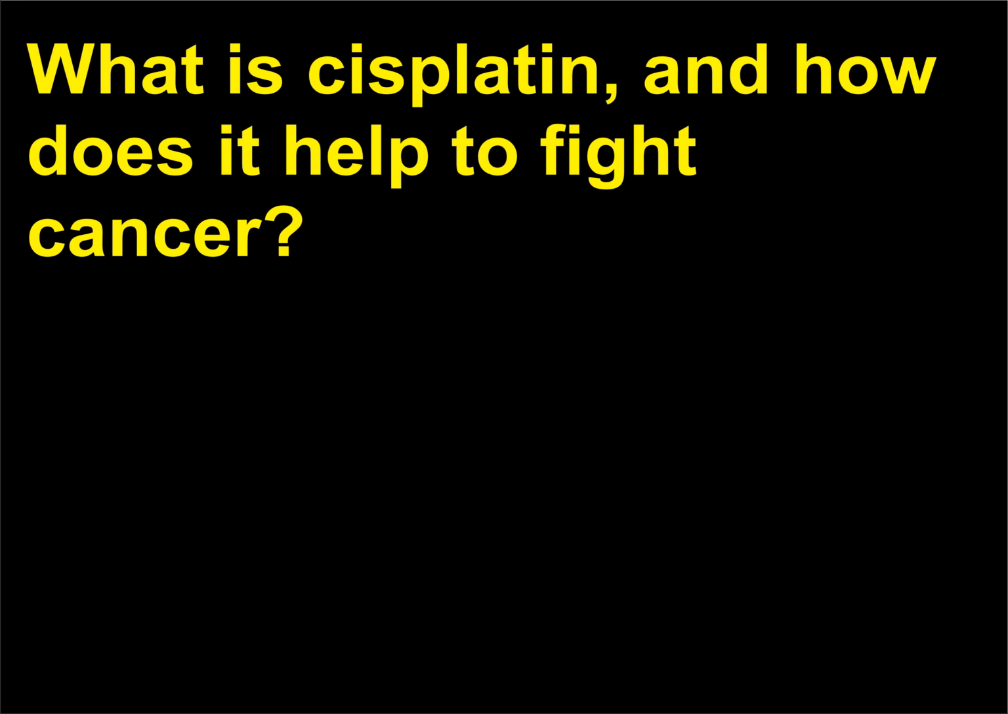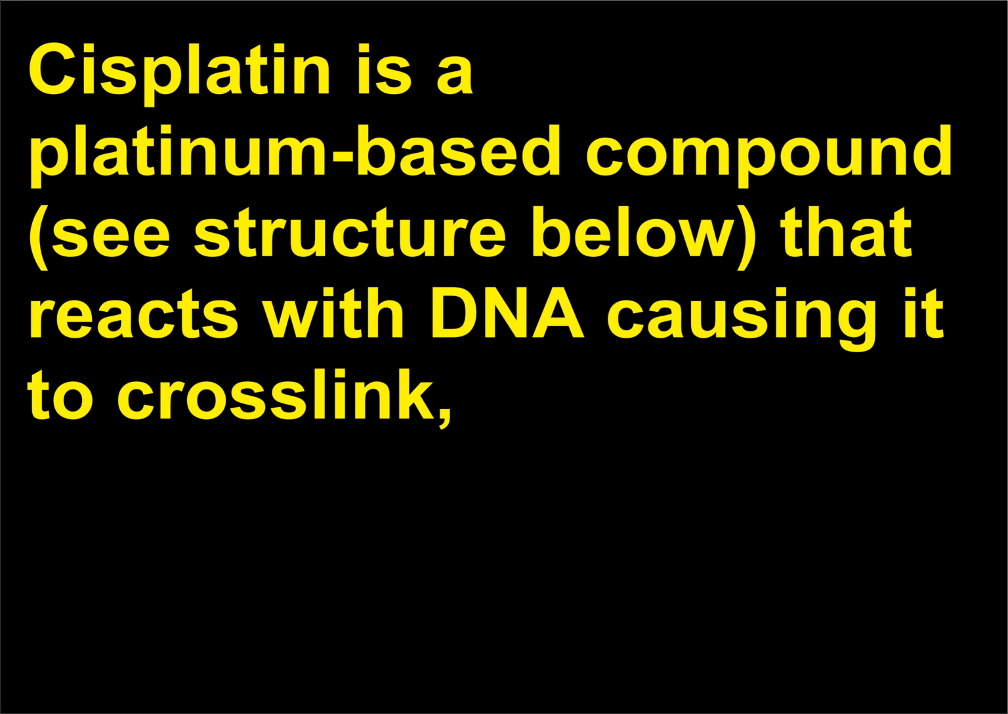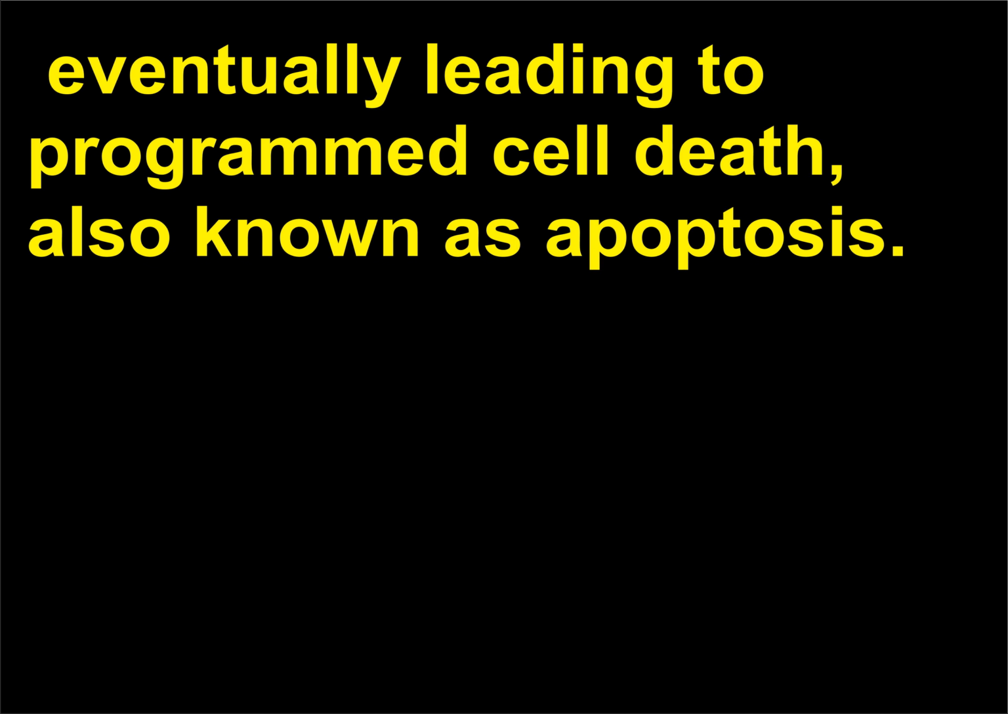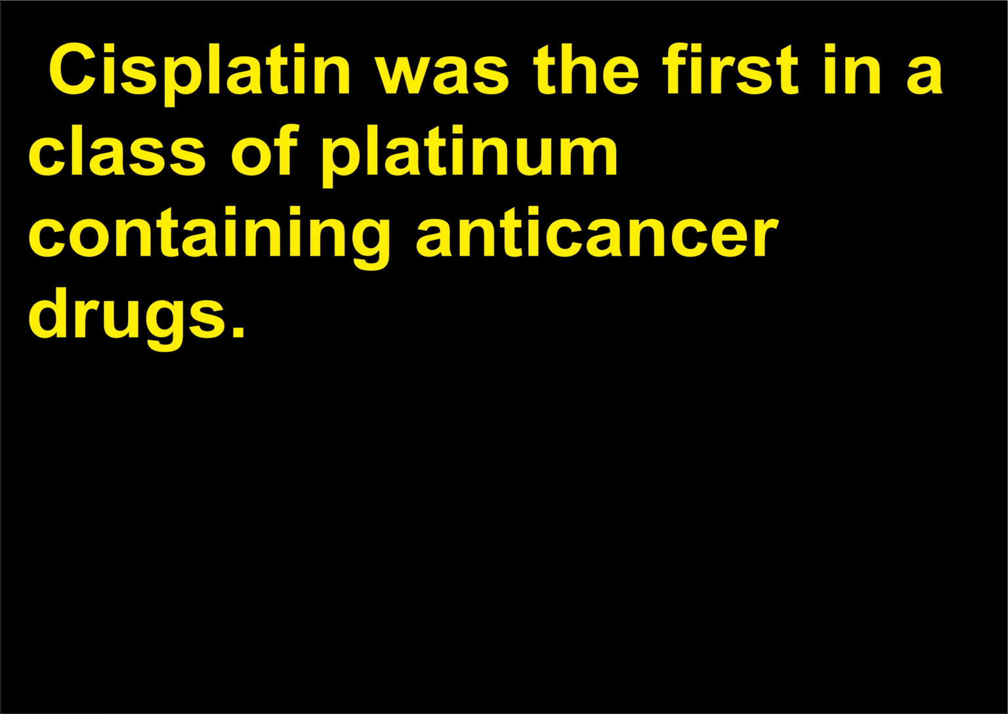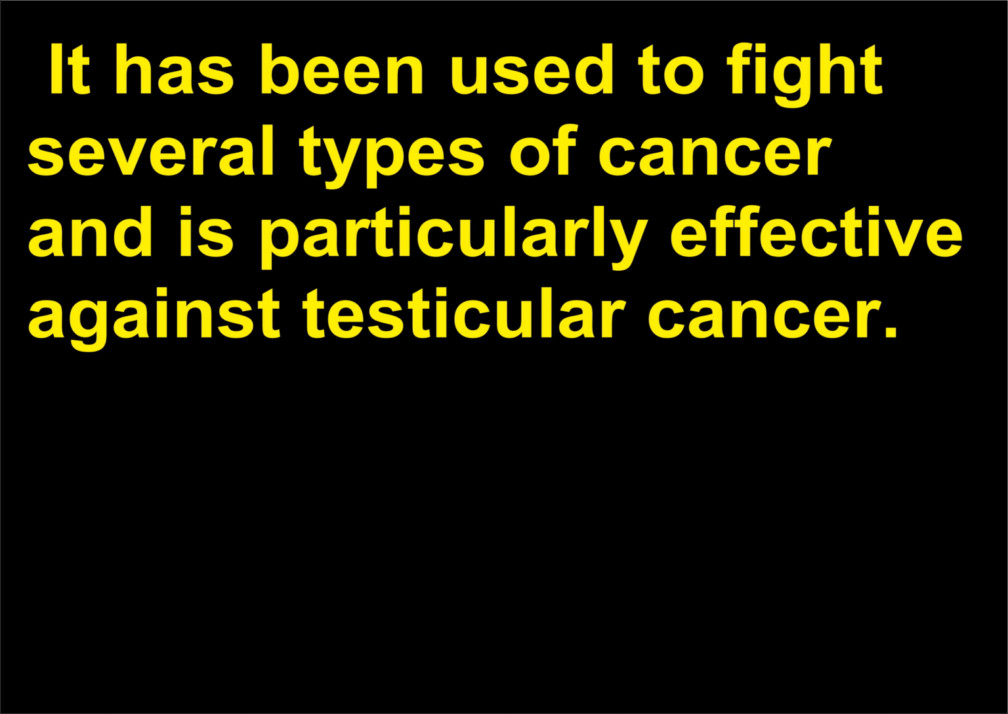What is cisplatin, and how does it help to fight cancer? Cisplatin is a platinum-based compound, see structure below, that reacts with DNA, causing it to cross-link, eventually leading to programmed cell death, also known as apoptosis. Cisplatin was the first in a class of platinum-containing anti-cancer drugs. It has been used to fight several types of cancer and is particularly effective against testicular cancer.